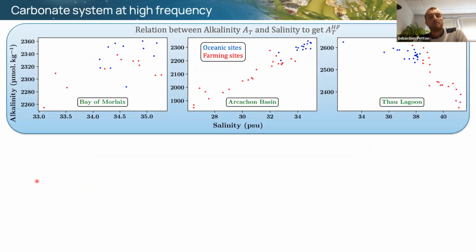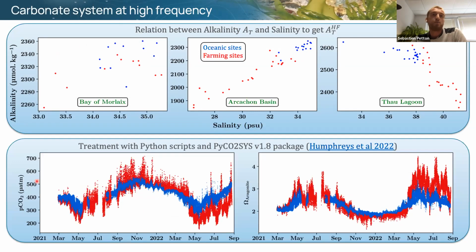And the next step right now is to determine the whole carbonate system. So to do so, we use a linear relationship between discrete alkalinity and salinity. It fits well in most cases, even if there is a lack of data for low salinity values. And then with the PyCO2SYS package, we can have access to all the parameters we want for each area, for both oceanic and farming sites. Here, just a quick example with pCO2 and saturation state of aragonite for the Northern Atlantic site.